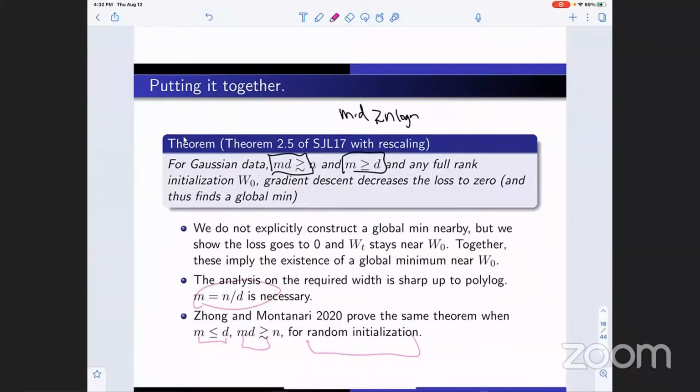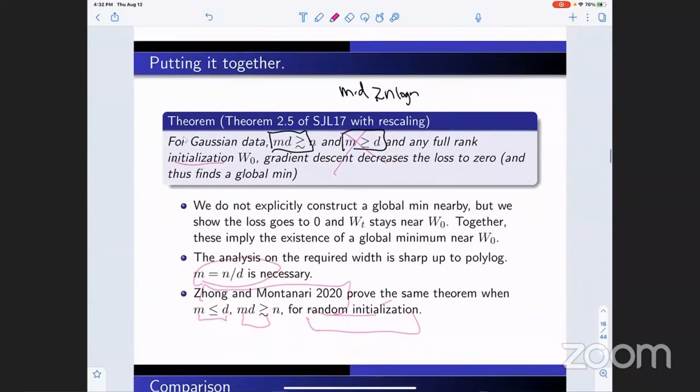So combining these, you can remove this condition here, that M is bigger than D, if you combine it with their work. But they need random initialization. So instead of full rank, you can just initialize W0 randomly, which is done in practice anyway. So these two results combine for two-layer networks to give a very complete story under the minimal overparameterization: gradient descent with this NTK rescaling trick decreases the loss to 0, although it's non-convex.